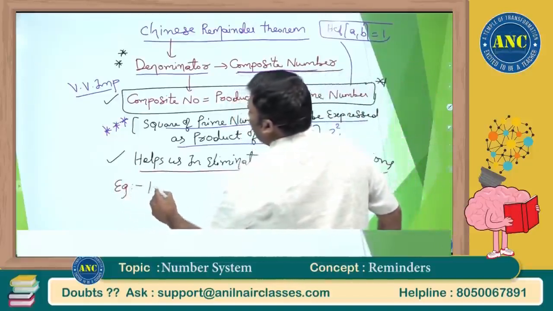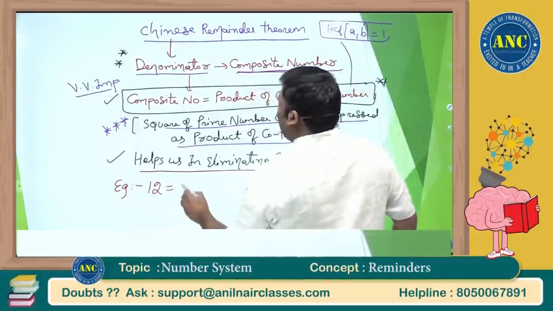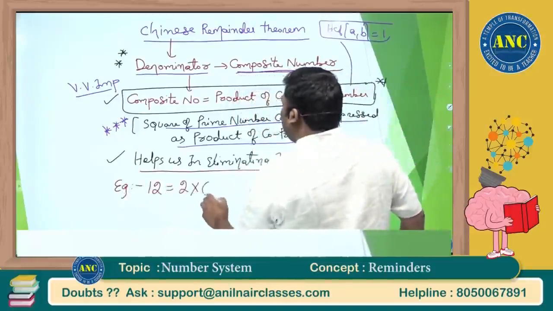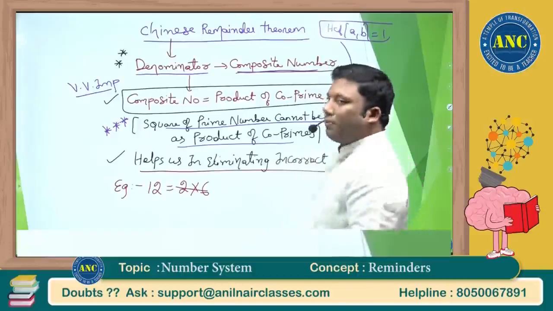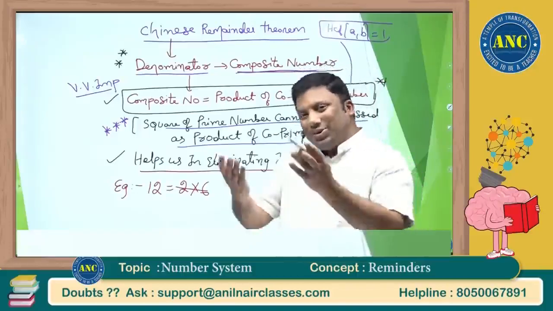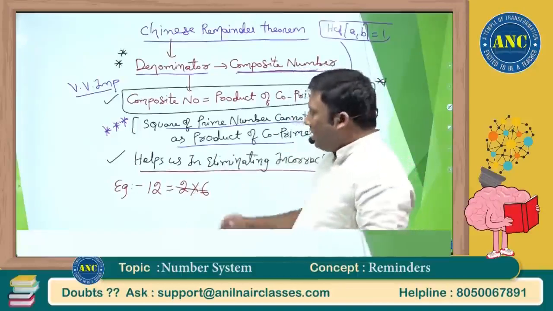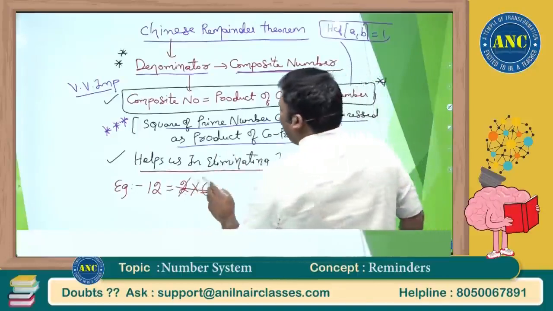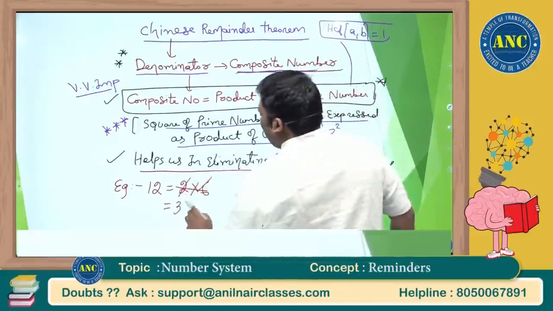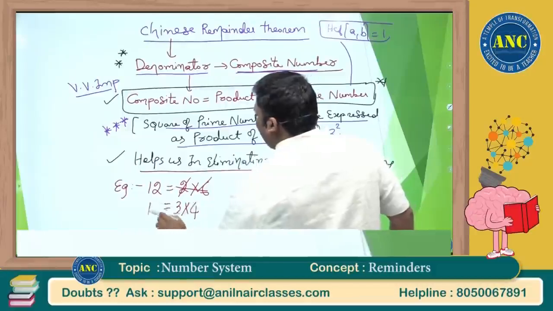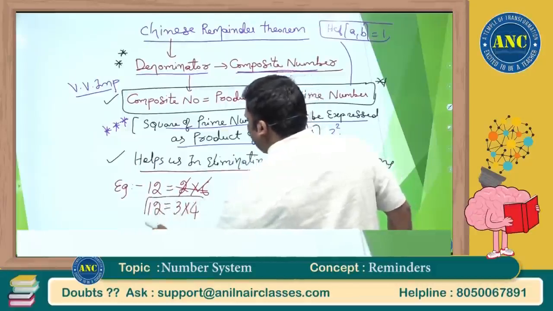12 is a composite number. The theorem is telling us not to write it as a product of non-coprime numbers. 2 into 6: 2 and 6 are both even numbers, and even numbers can never be coprime to each other. So it is nothing but 3 into 4.